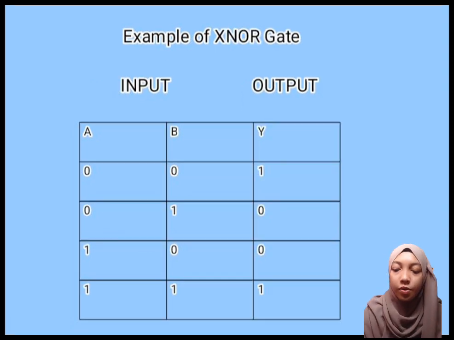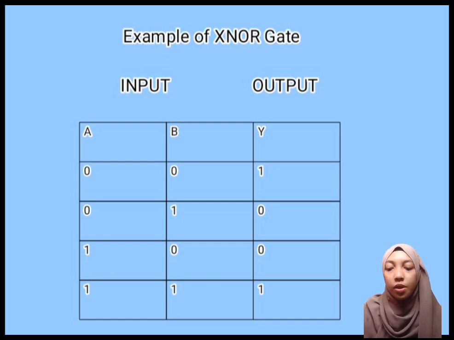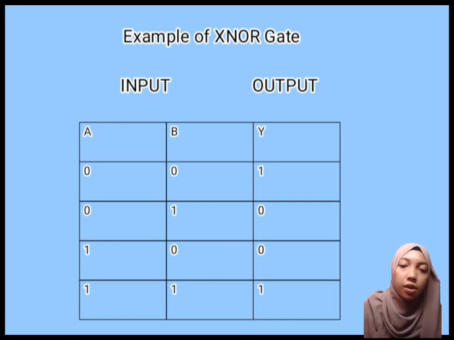Number 7, XNOR gate. Opposite of XOR. Output is 1 if inputs are the same. A and B are the inputs. A is 0, B is 0, and the output is 1. A is 0, B is 1, and the output is 0. A is 1, B is 0, and the output is 0. A is 1, B is 1, and the output is 1.